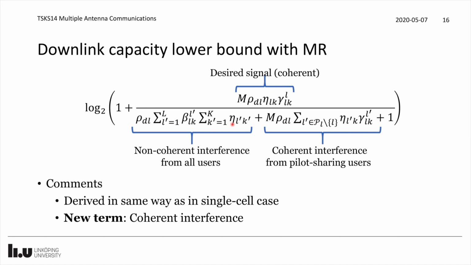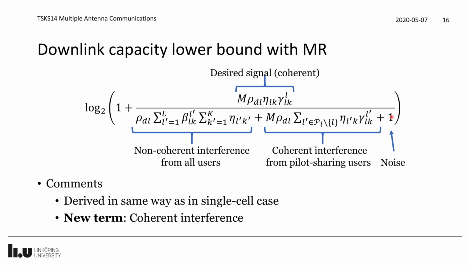Then we have coherent interference from the pilot sharing users, because now it's the base stations in the cells that are using the same pilot as me that are interfering additionally with me. So when they try to beamform to their user that uses the same pilot as me, then they are accidentally beamforming some of the signals towards me as well. So I get a beamforming gain of M, rho downlink, eta_L'K. This is the power that is assigned to user K, so it's a user with the same index as me, but in another cell, L'. And here is the estimation quality of the channel from the base station in cell L' to me as user. And finally, we have the noise here.